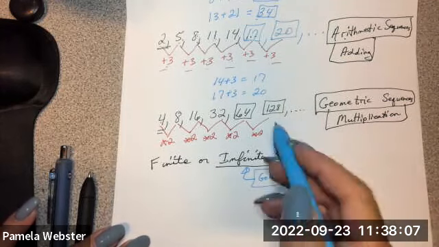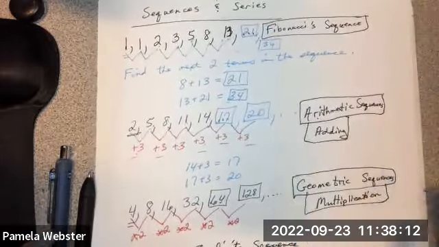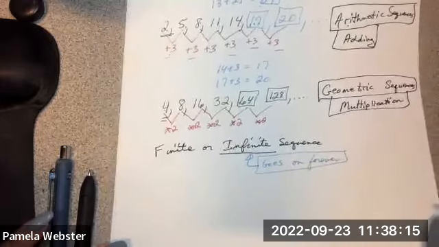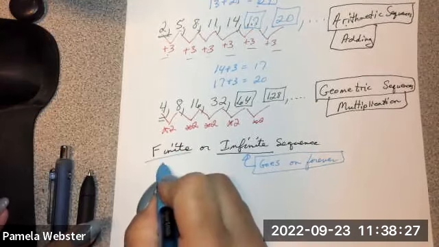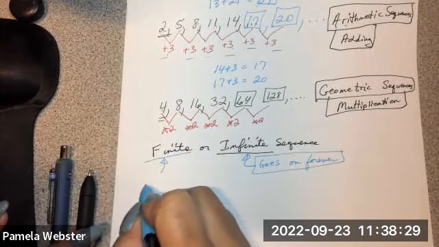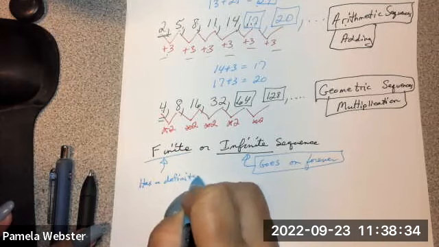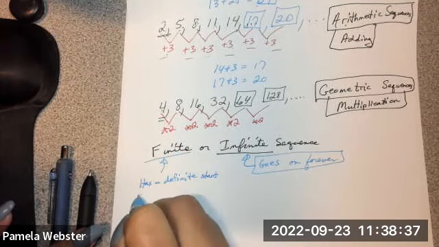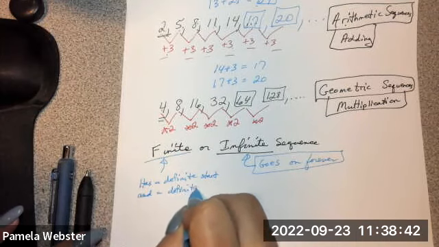So each of the ones I've given you, each of these 3 sequences, is infinite, because I said we're going to go on forever. So that's an infinite sequence. And I think most people are good with that word. The word finite, though, sometimes people don't quite know what that means. So let's look at that. The way I look at it is it has a definite start and a definite end.